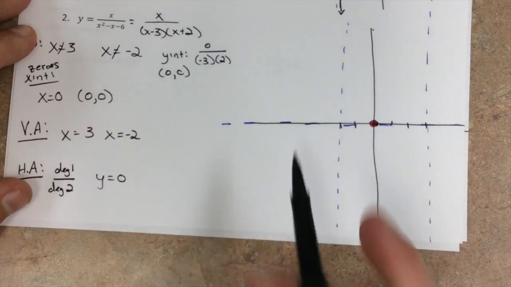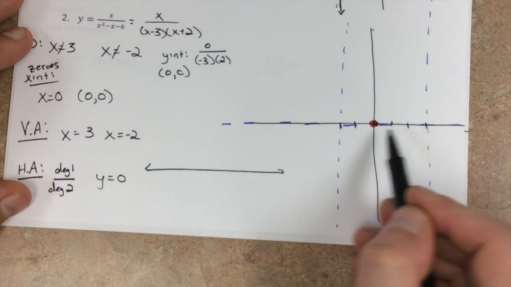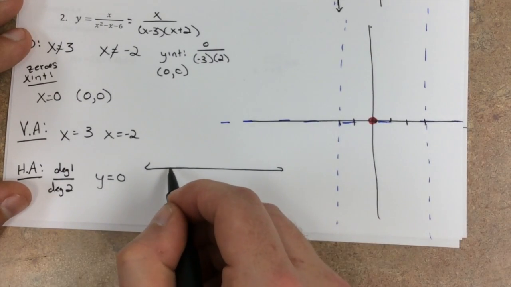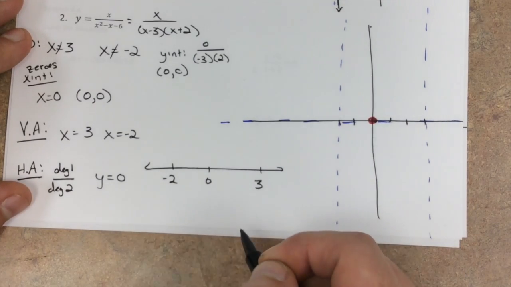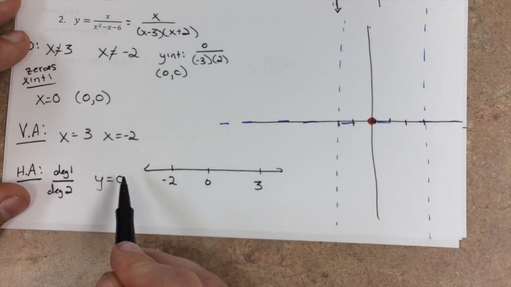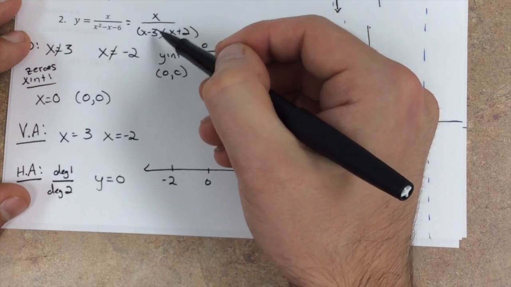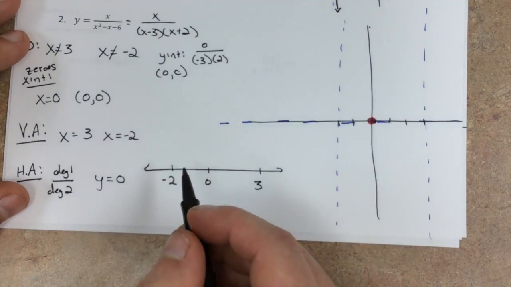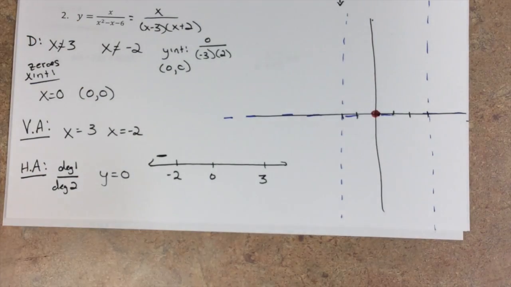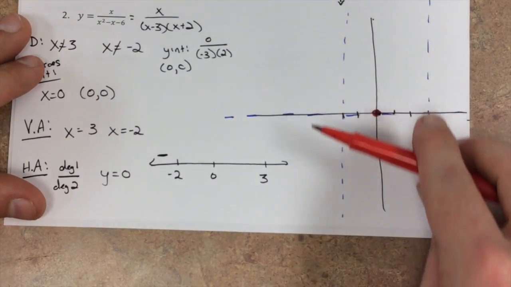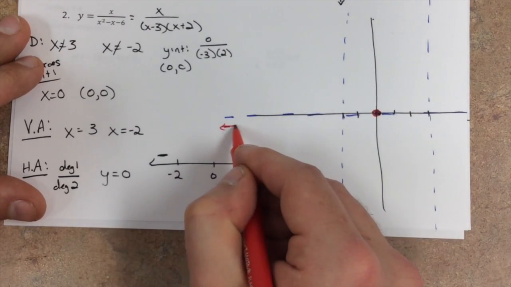So the last bit that we have to do is our number line. What are the key points along the x-axis that we have to test? Well, we have negative 2, we have to test 0, we have to test 3. So if we look to the left of negative 2, if we plug in negative 3, we get negative, negative, negative. 3 negatives, so that would be negative. So what does that mean for our graph? Is it going to be above the x-axis or below? Negative means below, so we're going down here.